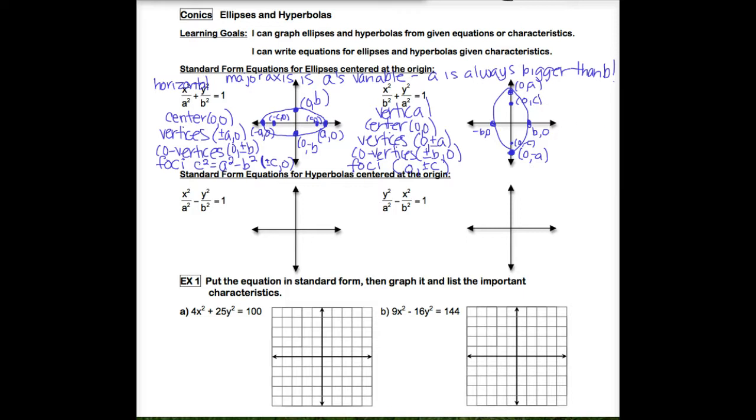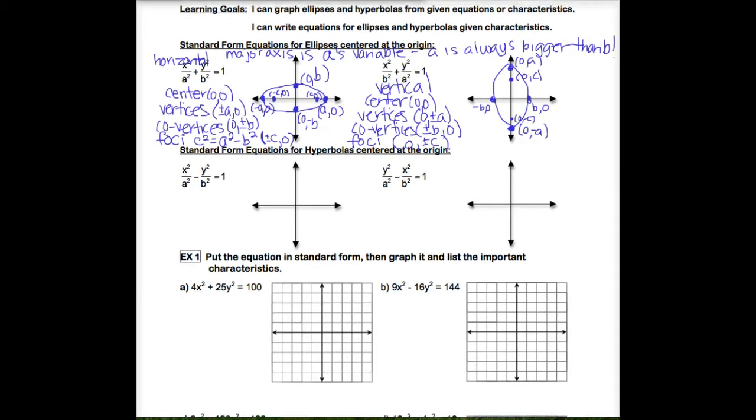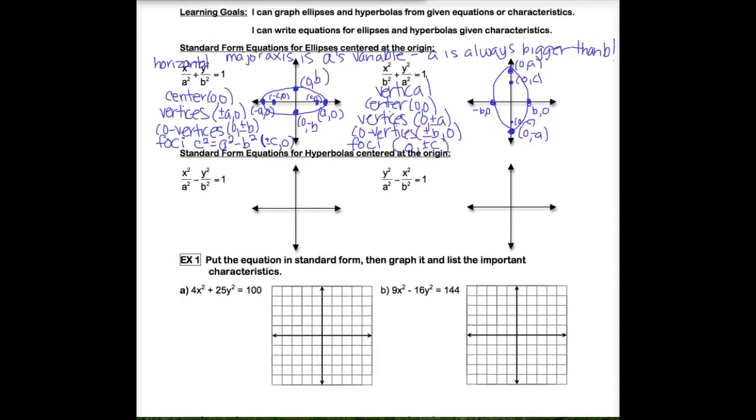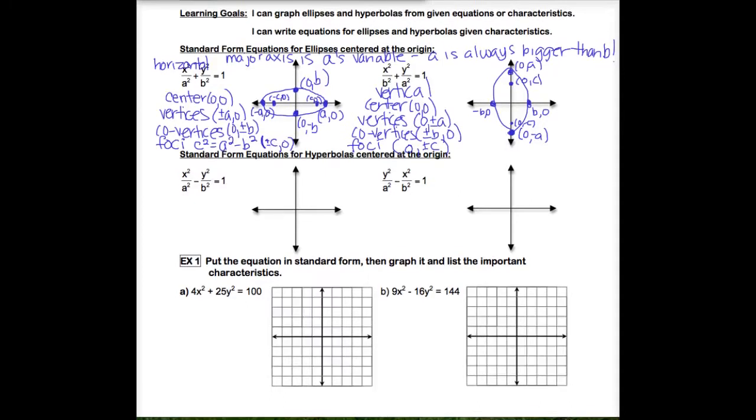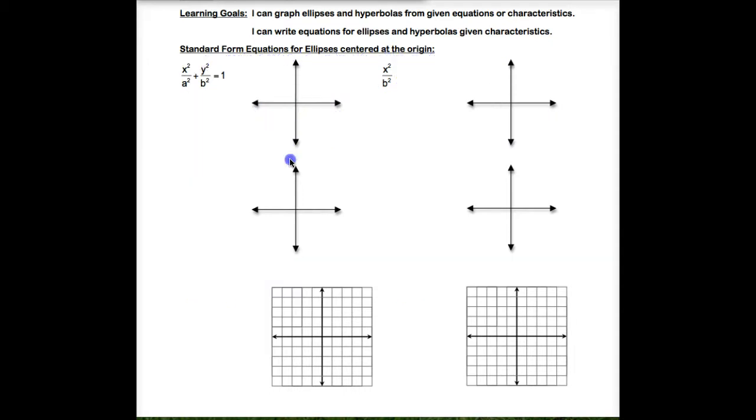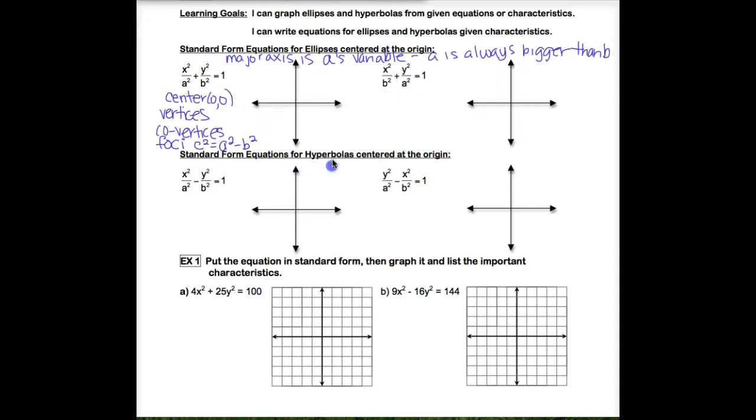There's my ellipse. Now, standard form equations for hyperbolas look very, very similar. Here are the two differences: subtraction in the middle, and also the location of a and b. In hyperbolas, a always comes first. So it's not necessarily that a is always bigger. A always comes first on hyperbolas. So a is always first.